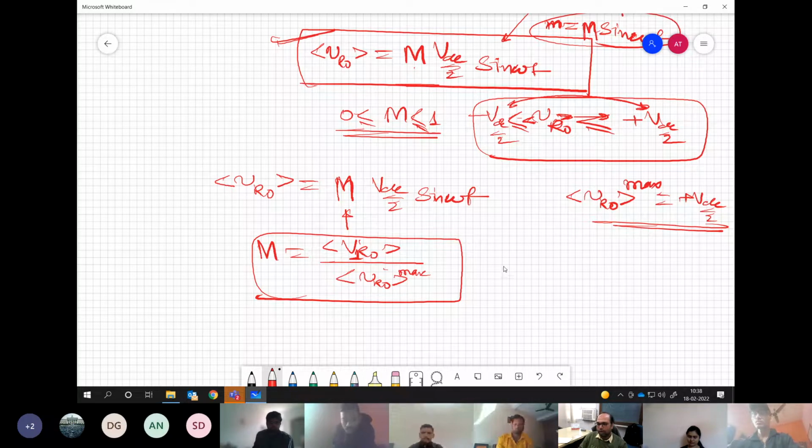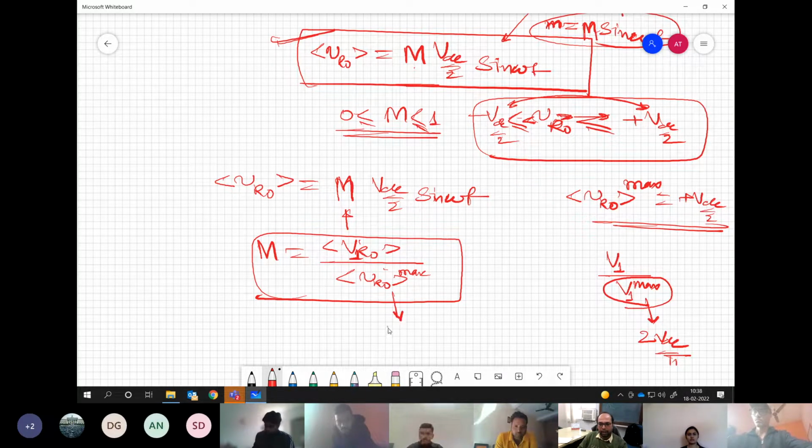Correct, right? We had given the maximum. Yes, sir. Sorry, the actual divided by the maximum. So in case of low switching frequency, the V1 max was 2 VDC by pi, whereas here we have max as VDC by pi. You see the similarities and differences?